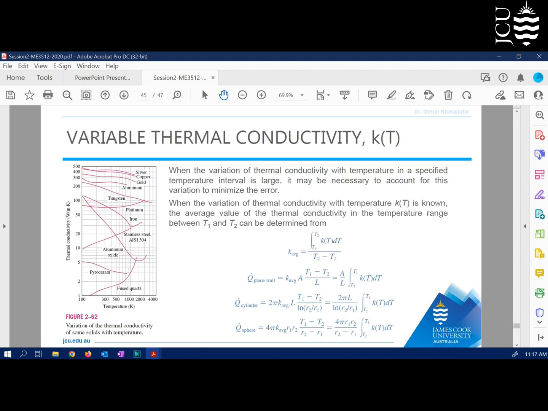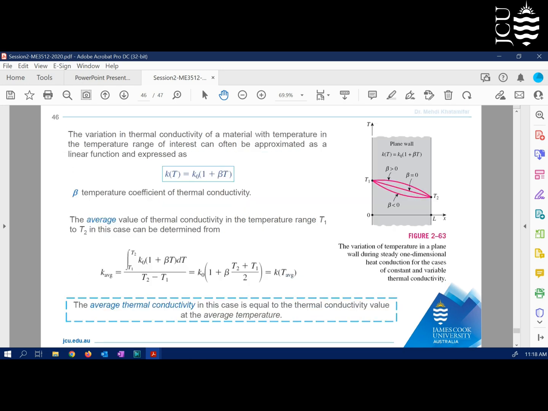And then what happens if we have variable thermal conductivity? This slide shows the case when we have variable thermal conductivity, and we can take our formula for K into the integration. You can see here the 3 cases of plane wall, cylinder, and sphere, and usually we need to have the formula of K in terms of temperature out of this graph or any graph you find in the literature or your textbook to be able to integrate it and finish our calculation.